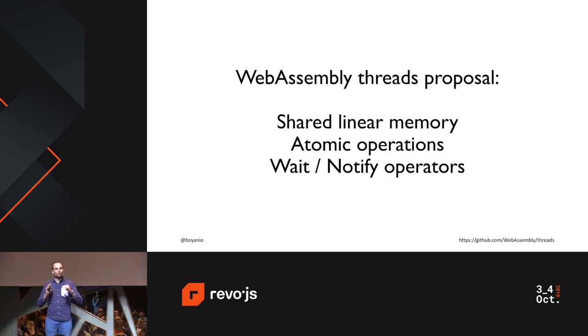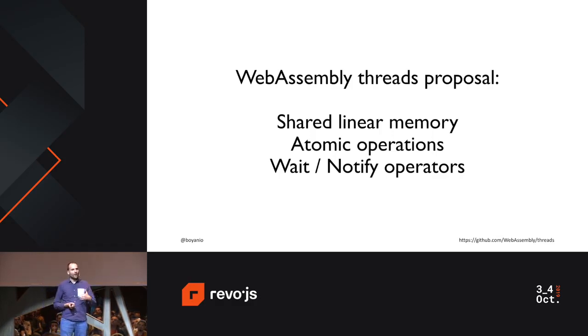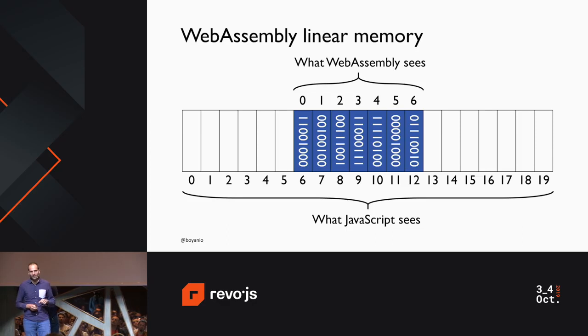The WebAssembly specification process follows what we know from JavaScript, so there are different stages of these proposals. Now the threads proposal is in stage 2, which means that there are already implementations, as we are going to see. What does this include? We have three main parts of what WebAssembly threads are. The first one is called shared linear memory. This is the idea of sharing memory between the threads, as we know from C and C++ and other languages that support threads. Then we have a set of atomic operations that we can perform on this shared memory. And the third one is the ability to basically suspend and awake threads when you need that. Let's take a look at how this would be applied today.